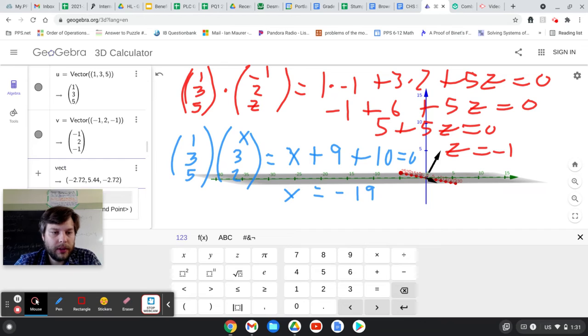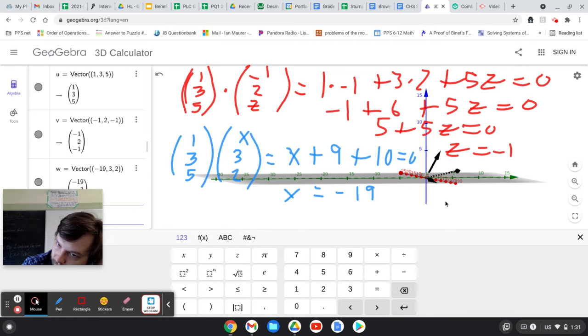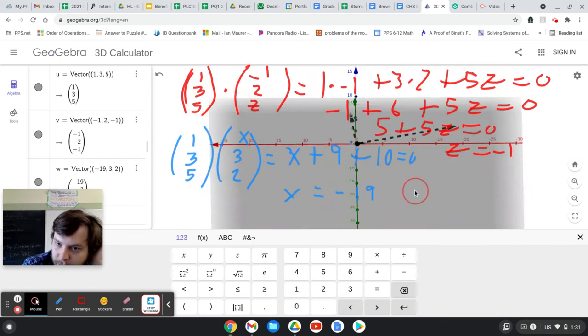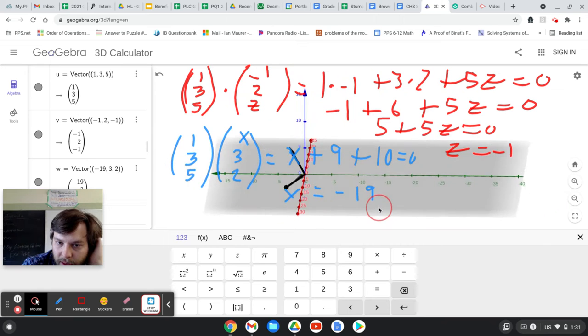So vector, what do we got? -19, comma 3, comma 2. Hit enter on it, and you can see that that new vector is also perpendicular to our original vector.